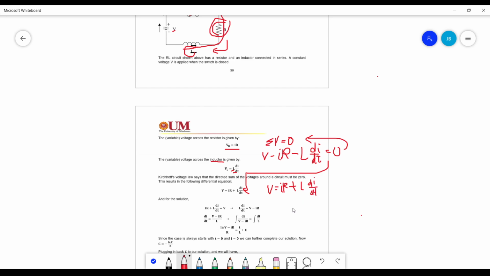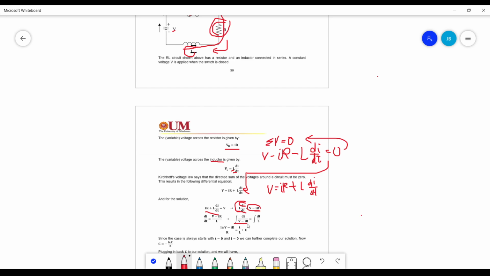And the next one is the same, but we move di over dt to one side and IR to the other. Our major goal here is to have di alone on one side and V minus IR on the other. So dt is multiplied here, then L is multiplied here, then divide both sides. So it becomes like this. That's how it works using algebra.